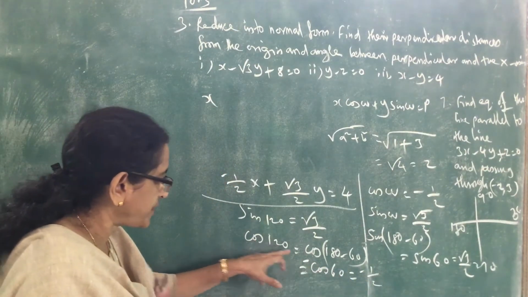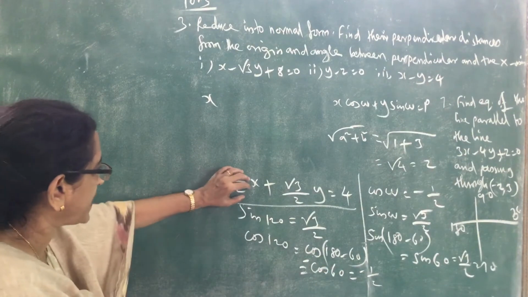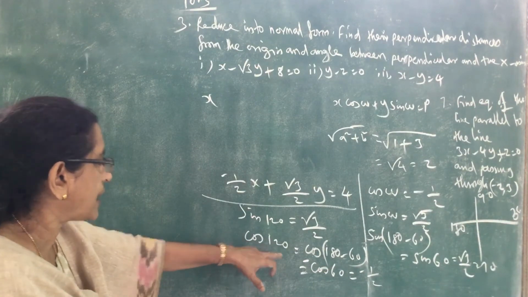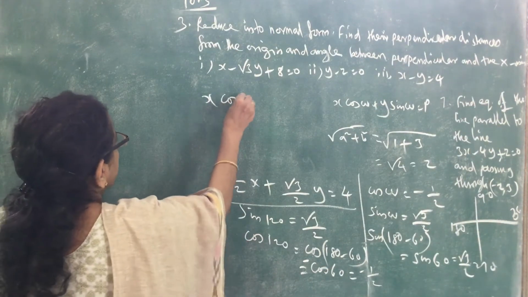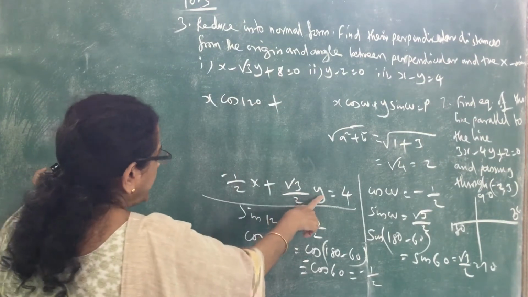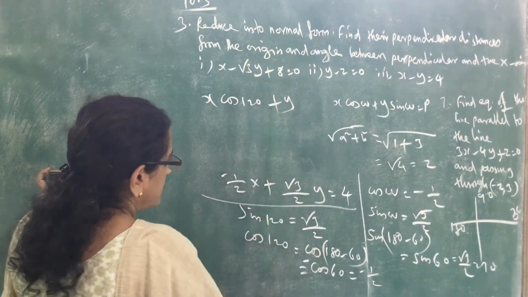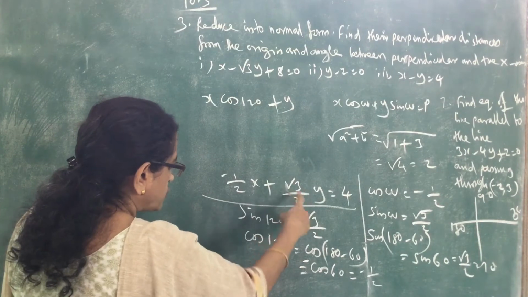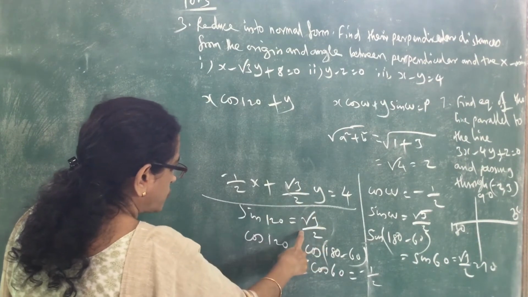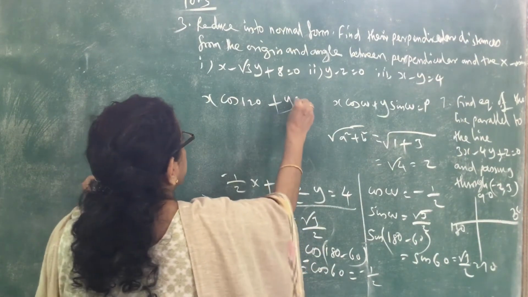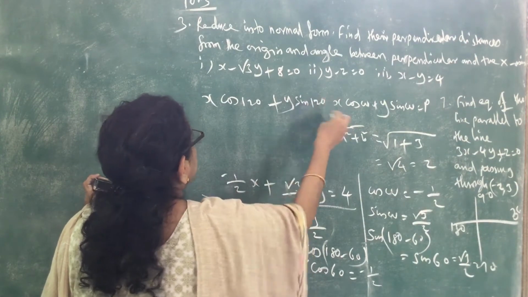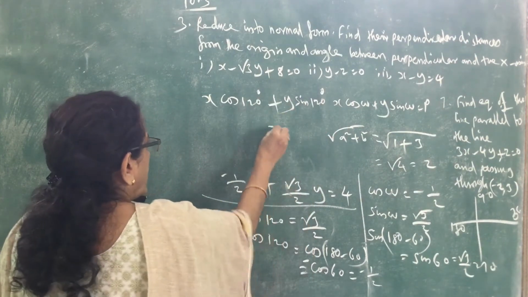So cos 120 is negative 1 by 2. So in the place of negative 1 by 2 we can write cos 120. Then plus y into, in the place of root 3 by 2 we can write sin 120. Sin 120 degree, that is equal to 4.